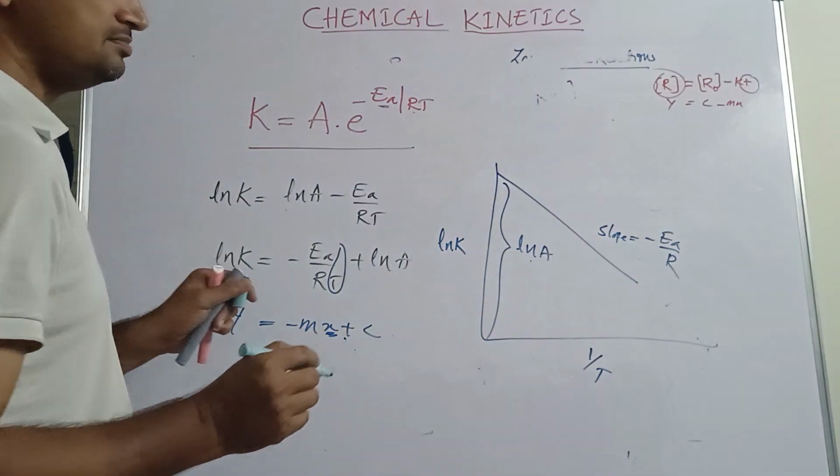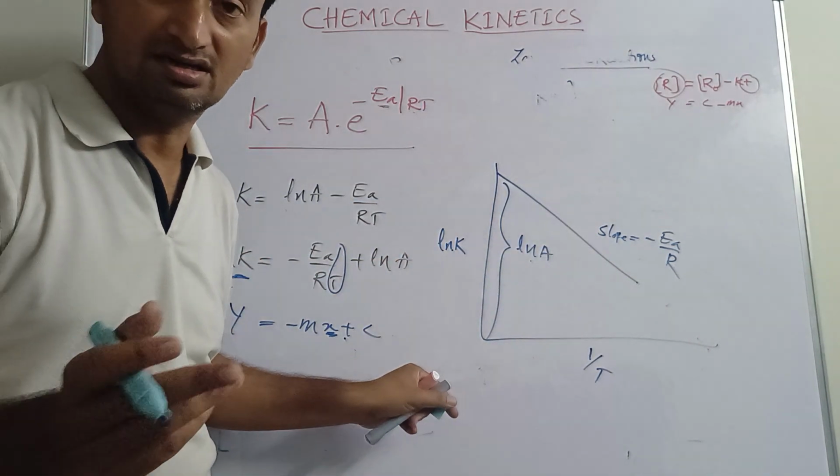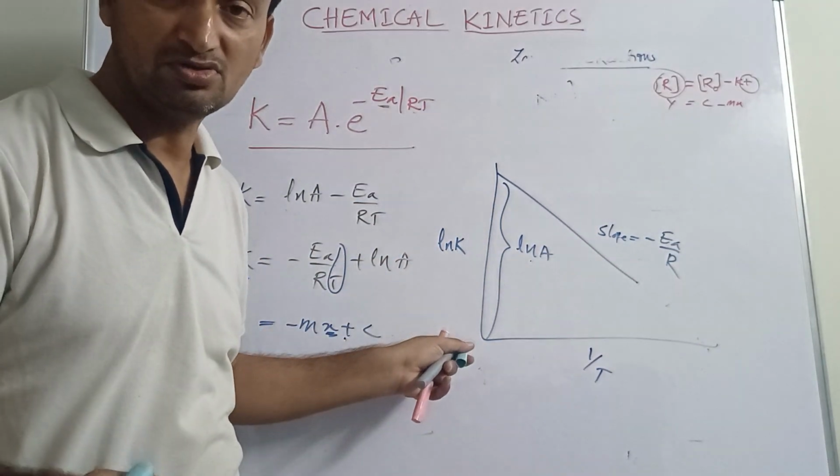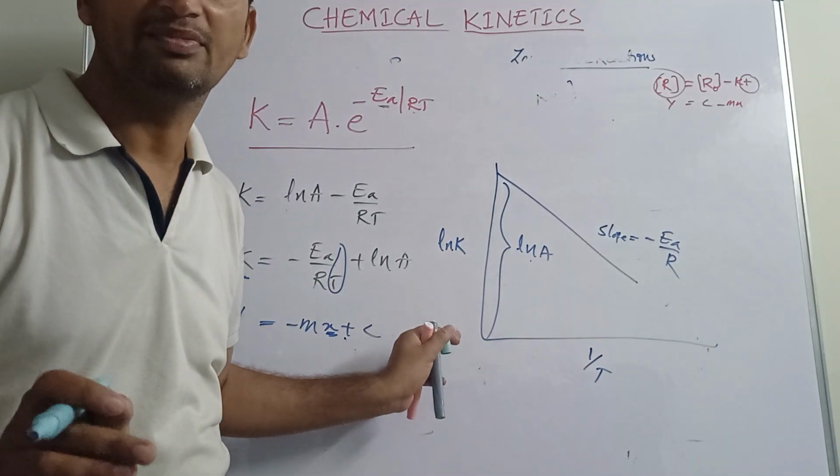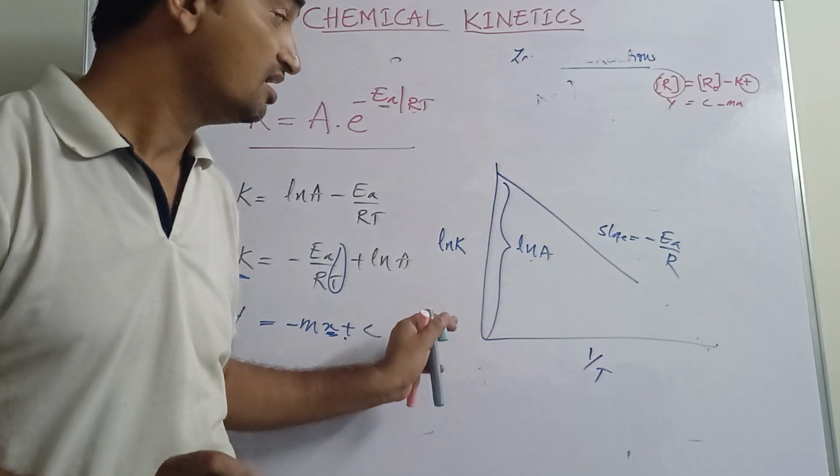ln a. This graph is also there in your NCERT textbook, and it is very important. This is the fifth graph from chemical kinetics in the NCERT textbook.